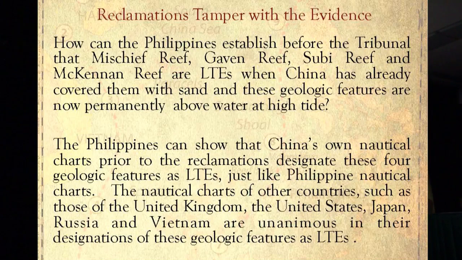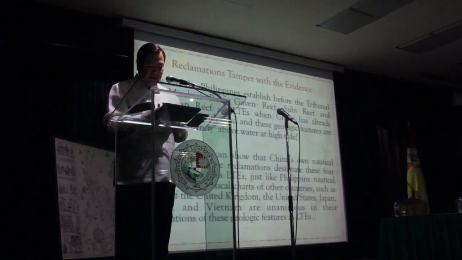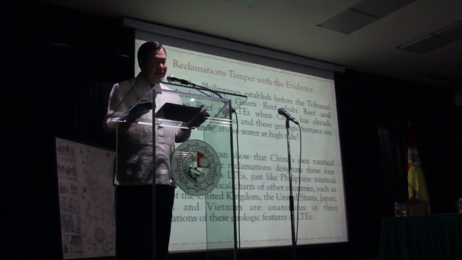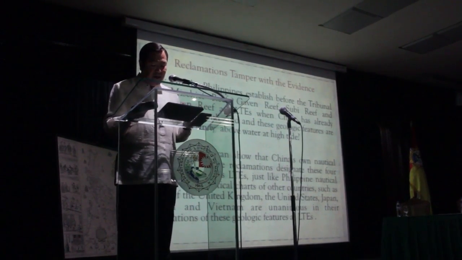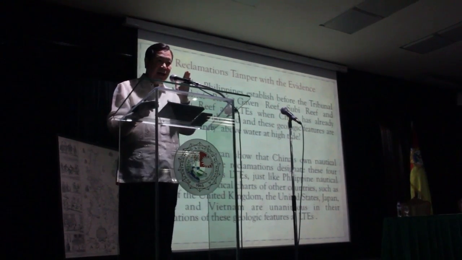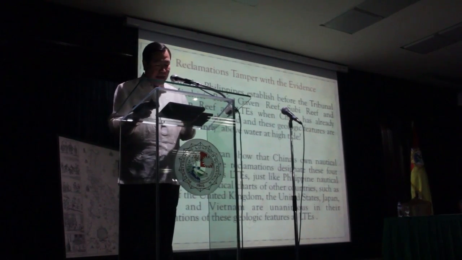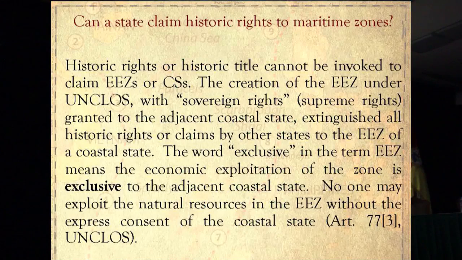How can we prove now that Mischief Reef, Gaven Reef, Subi Reef, and McKennan are low tide elevations? China has covered them already with sand above water at high tide, but we can still prove it. Because China's own nautical charts before the reclamations designate these four features as low tide elevations, just like our nautical charts. The nautical charts of other countries such as the UK, US, Japan, Russia, and Vietnam are unanimous in designating these features as low tide elevations. Now, can a state claim historic rights to maritime zones?